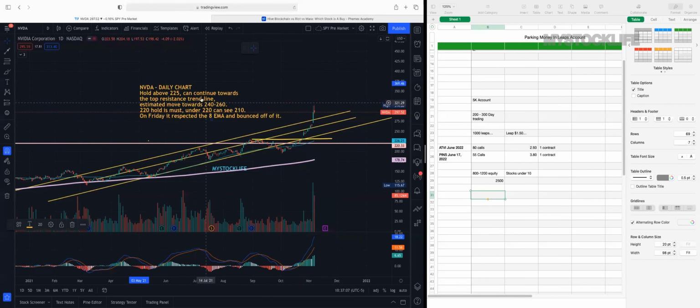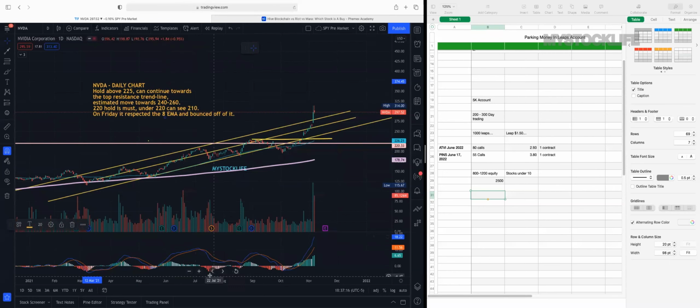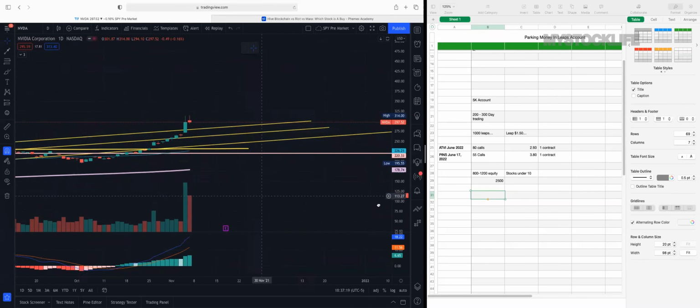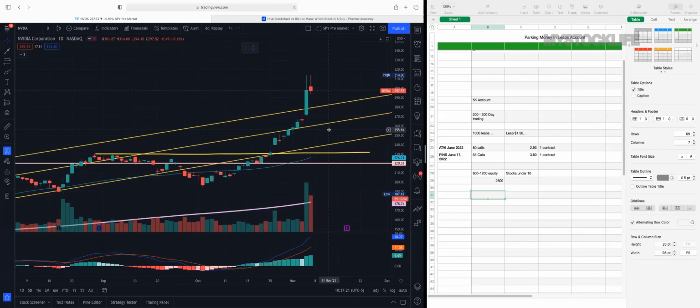Top resistance line with the first resistance, and then the estimated move towards 240 and 260. It has obviously gone way past it. All right. And so whoever followed this off my stuff like chart space, congrats. And so this right here, Ricky, this is a huge move NVIDIA has made.